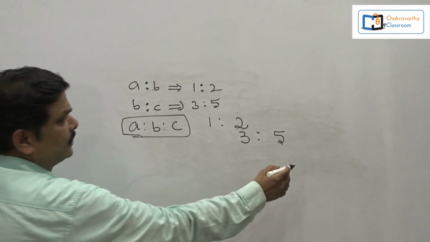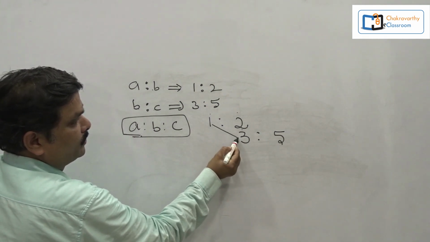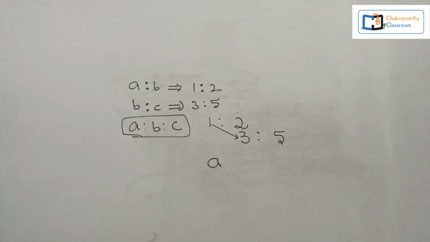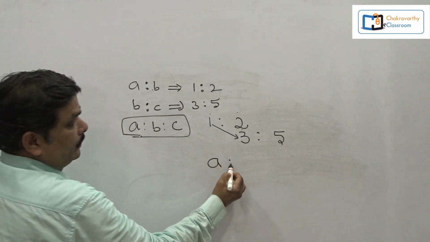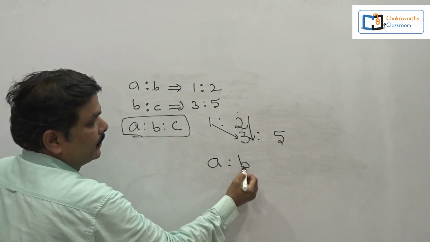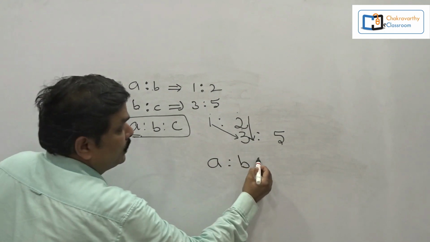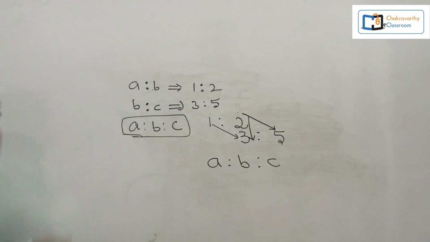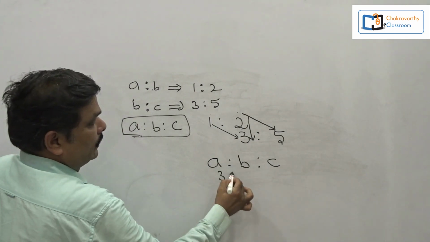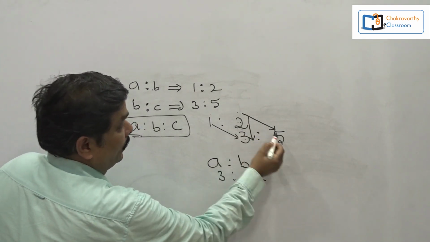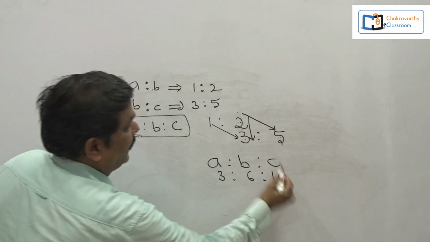Very simple one. You just go for the multiplication. First multiply these two to get A's share. Next, you need to multiply these two to get B's share. Then you need to multiply these two to get C's share. As simple as that. Now simply it should be 1 into 3, 3 is to 2 into 3, 6 is to, then 2 into 5, that is 10.